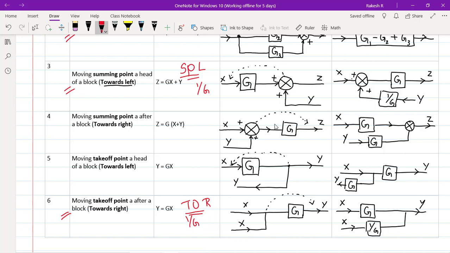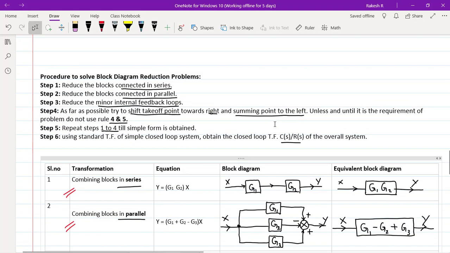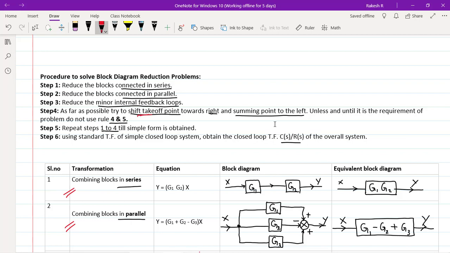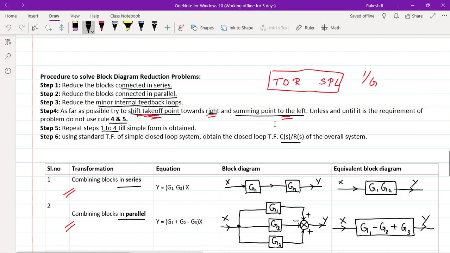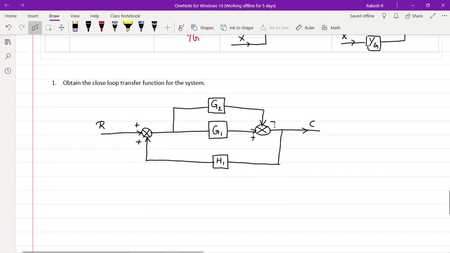Why am I marking these two, 3 and 6, as important? See here in step number 4. As far as possible, try to shift the takeoff point towards right, TOR, and the summing point towards left, SPL. In both cases, you need to remember the factor becomes 1 by G itself. Now, we shall move on to the numerical problems.